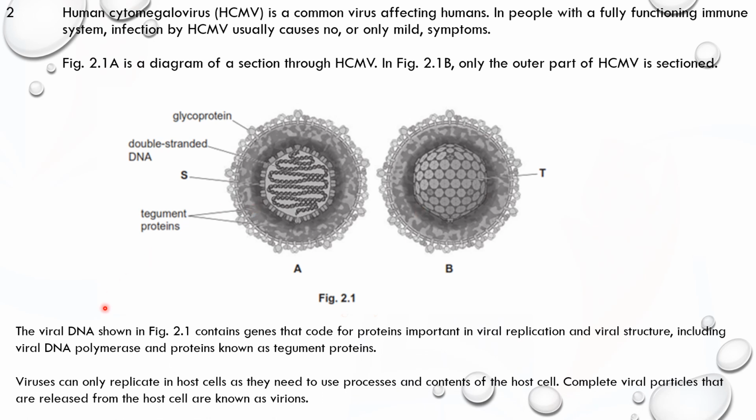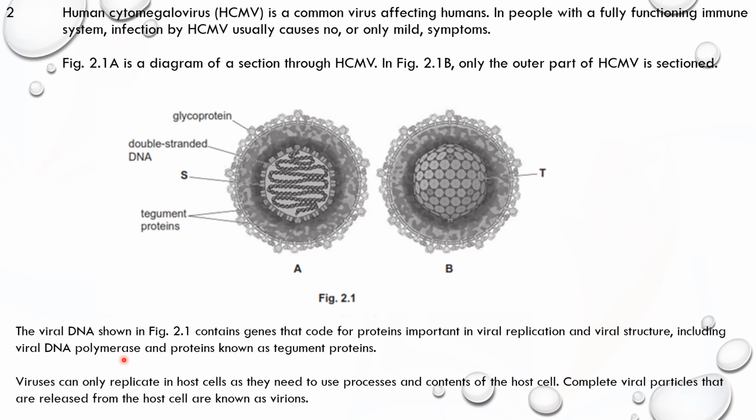The viral DNA section contains genes that code for proteins important in viral replication and viral structure, including viral DNA polymerase. So even viruses have DNA polymerase. And proteins known as tegument proteins.